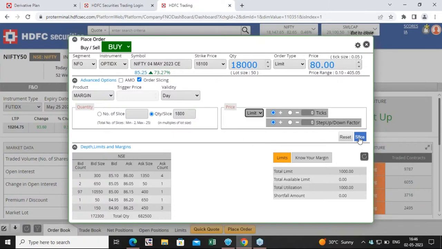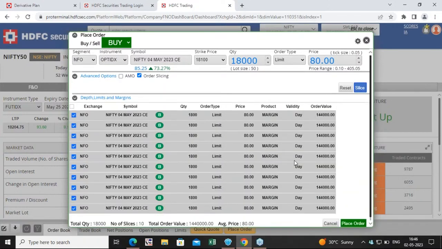After that, I just click on Slice. As you can see on the screen, all my orders have been placed at 80 rupees with the 1800 quantity. So when I place the order, when the market hits 80 rupees, all the orders will be executed in 0.03 seconds, which is with the speed of a blinking eye. All your orders get placed. So you got everything at one price, okay? And you also got a large quantity here.